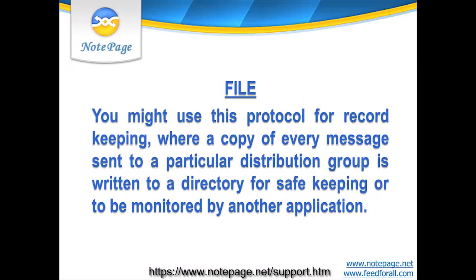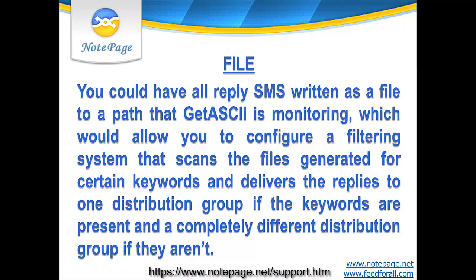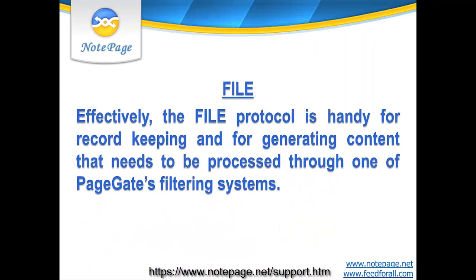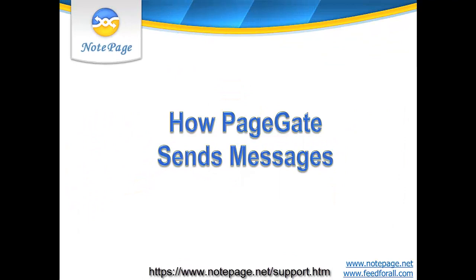To give you a few ideas of how this protocol could be used, you could use it for record keeping, where a copy of every message sent to a particular distribution group is written to a directory that's potentially monitored by another application. You could have all reply SMS written as a file to a path that PageGate's GetASCII module is monitoring, which would allow you to configure a filtering system that scans the files generated for certain keywords or phrases, then deliver the reply SMS to one distribution group if the keywords and phrases are found, and a completely different distribution group if they aren't. Effectively, the file protocol is handy for record keeping and for generating content that needs to be processed through one of PageGate's filtering systems. This concludes the video tutorial overview of how PageGate sends messages.